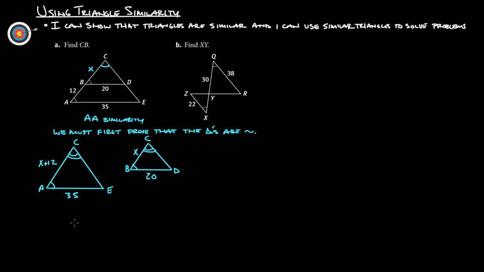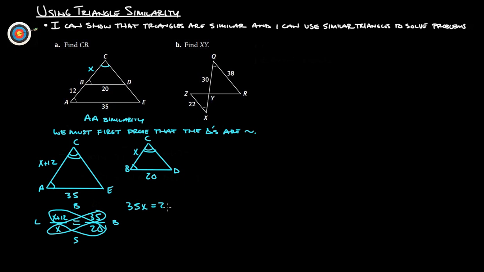So let's do this. I'm going to go big triangle and small triangle, and then I'm going to do the left side and the bottom. So on the big triangle, the left side is X plus 12. And on the big triangle, the bottom is 35. On the small triangle, the left side is X, and the bottom part is 20. So now we can just do cross products again.